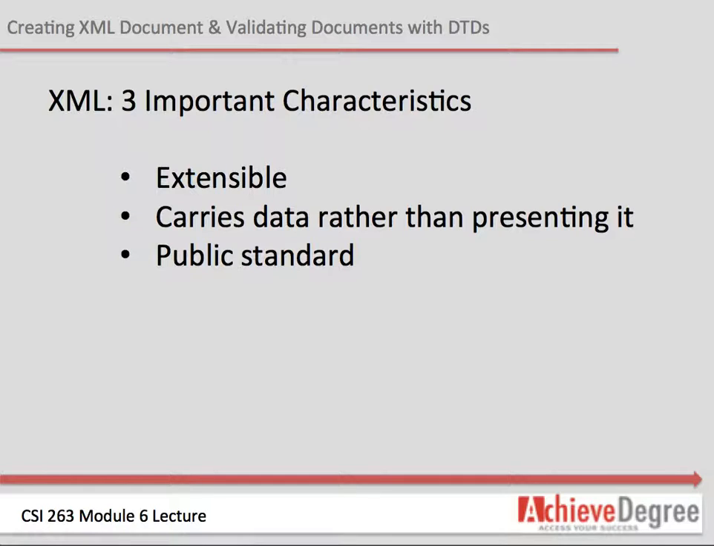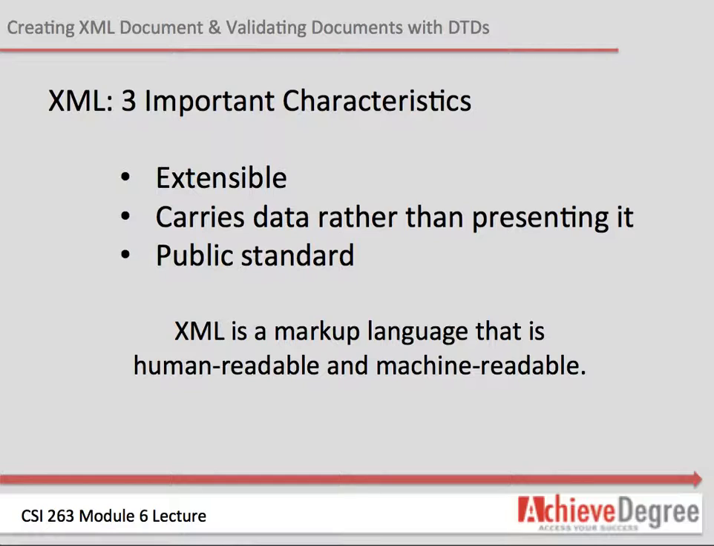XML is a public standard. XML was developed by an organization called the World Wide Web Consortium, W3C, and is available as an open standard. XML is a markup language that defines sets of rules for encoding documents in a format that is both human-readable and machine-readable. So what exactly is a markup language?